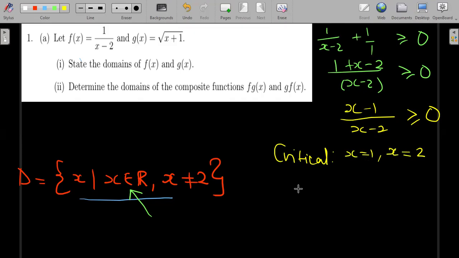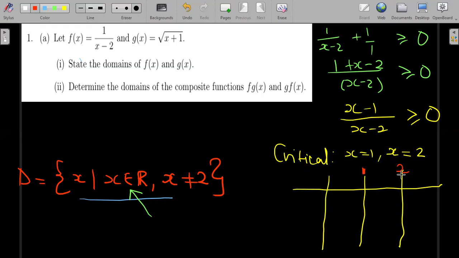Then we are going to use these critical values to test. Let's divide this table into about 4 regions. Let my 1 be there, and my 2 be there. And then here I'm going to put these expressions: x minus 1, and x minus 2, and then down there I'm going to say overall. Overall means x minus 1 divided by x minus 2. If you want, you can just put the same function there.